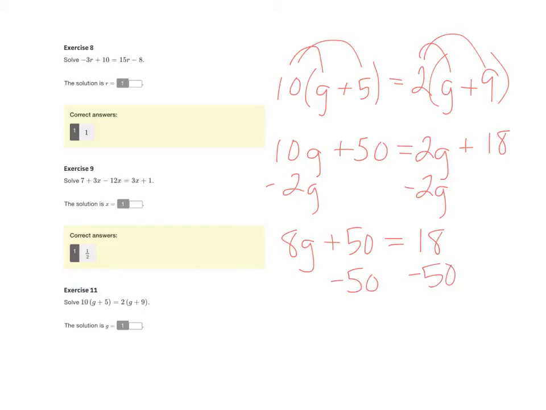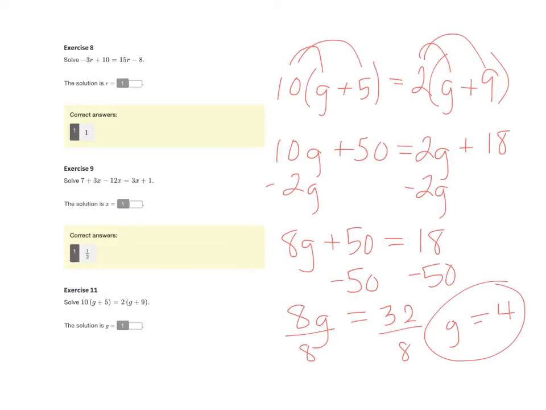Do that to both sides. I get 8G is equal to 50 minus 10, which would be 40. 40 minus 8 would be 32. And then instead of multiplying by 8, we're going to divide by 8. I get G is equal to 4. 8 and 8 is 16, and 16 and 16 is 32. G is equal to 4.